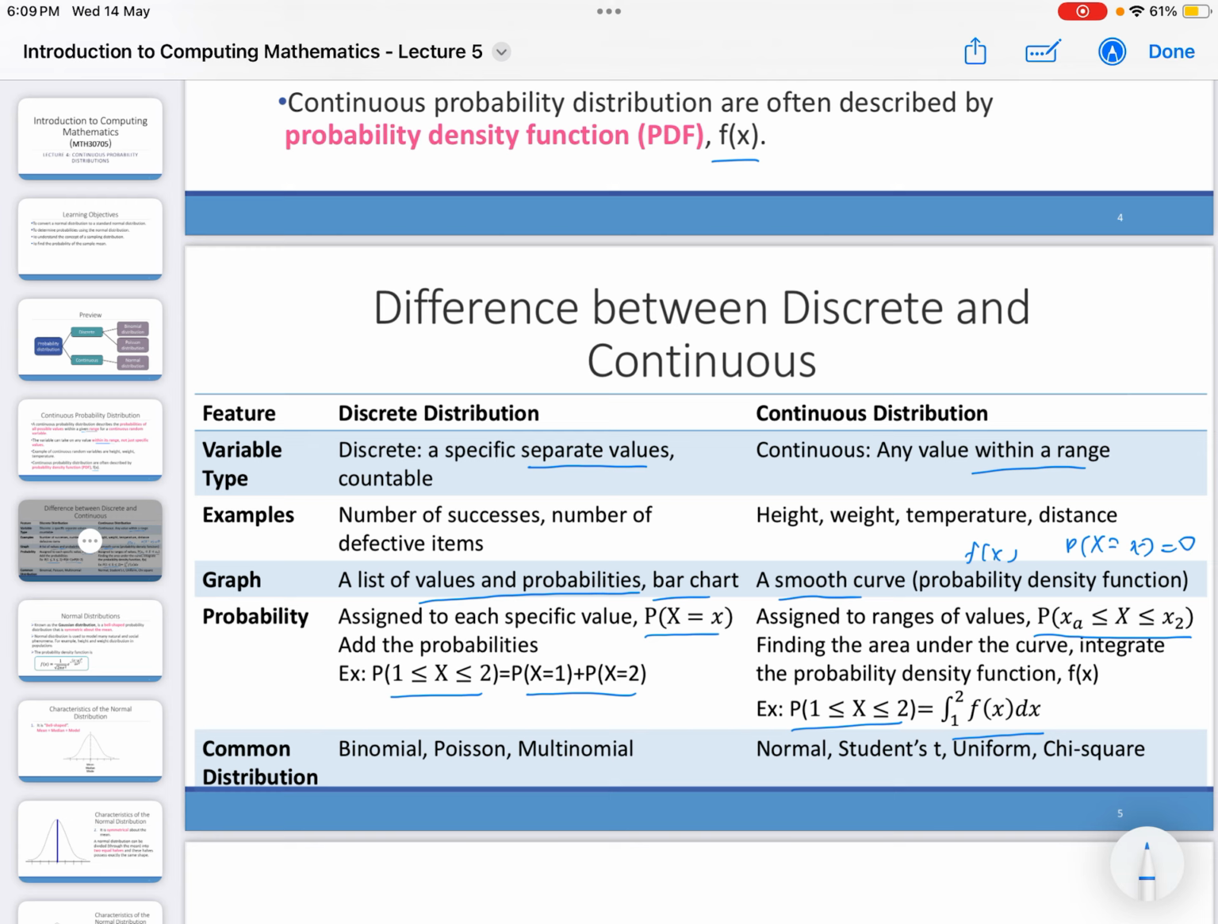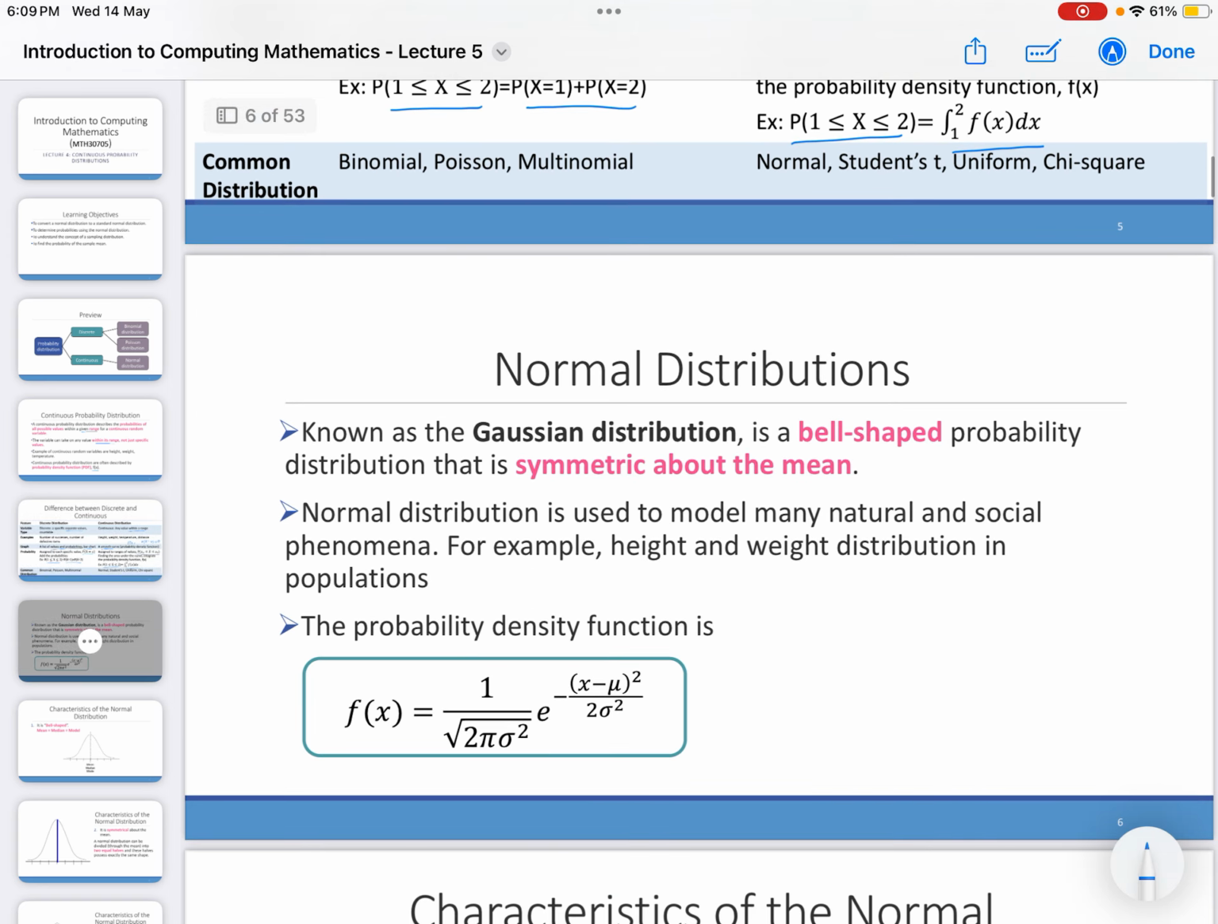The common distributions for discrete are binomial, Poisson, multinomial, and for continuous we have normal, Student's t distribution, uniform, and chi-squared. But for today's lecture, we only look at normal distribution. So what is normal distribution? This is also known as the Gaussian distribution. It is a bell-shaped probability distribution that is symmetric about the mean. So the keywords here are the bell shape and also symmetric about the mean.